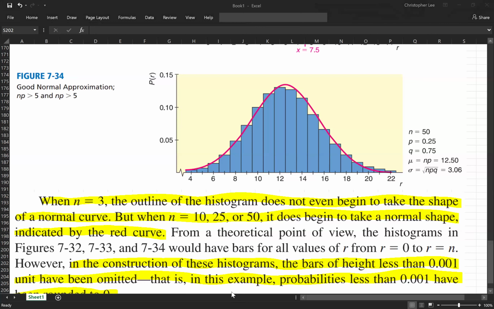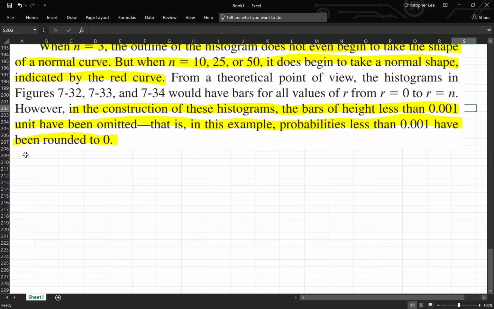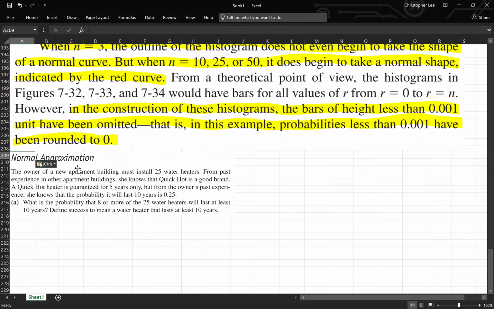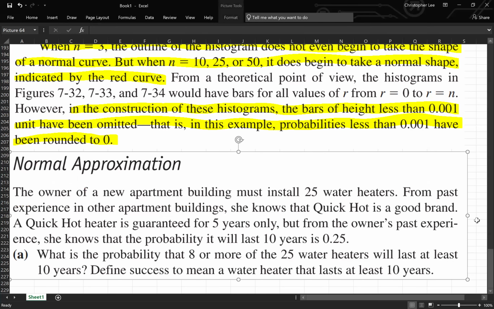All right. If it's okay, I want to jump into another example. This one we're going to have more of a story though. So this is a normal approximation. All right. Let's check this out.